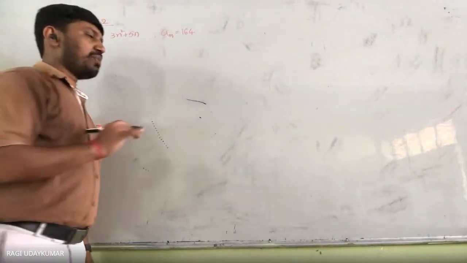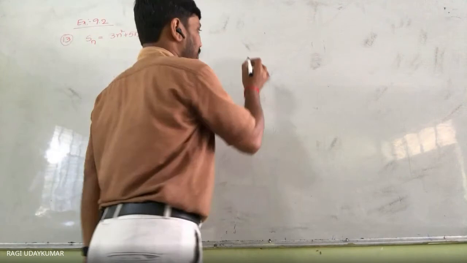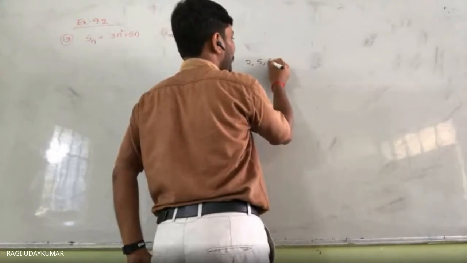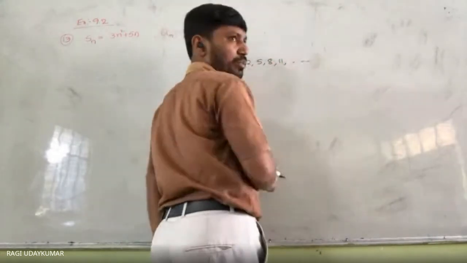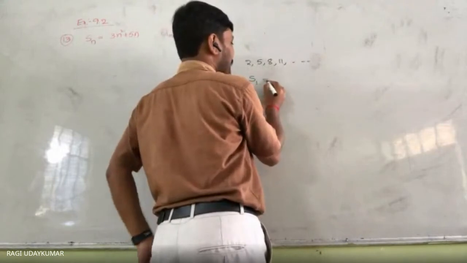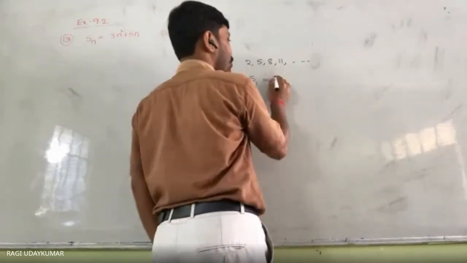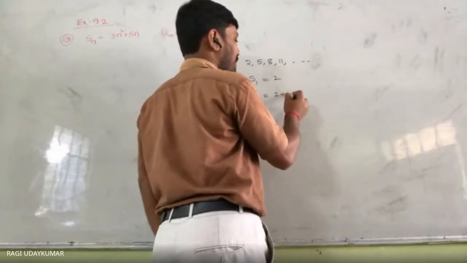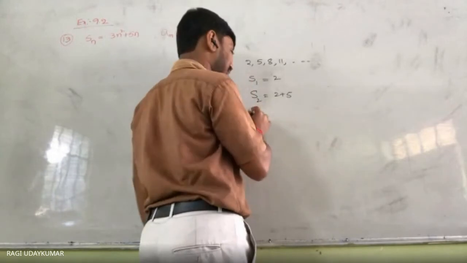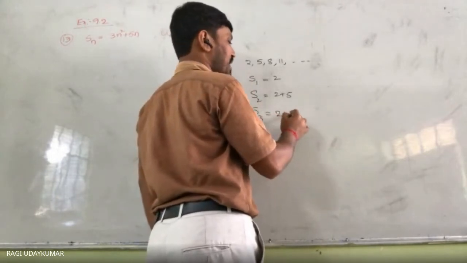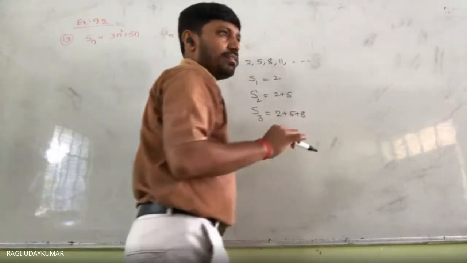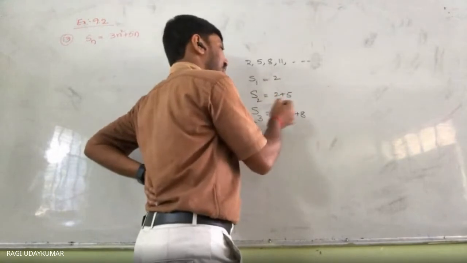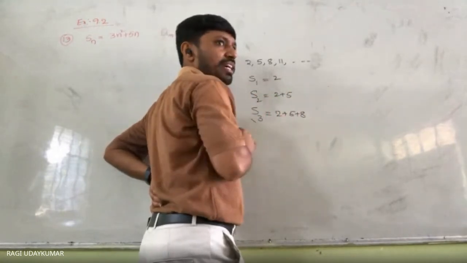Suppose one arithmetic progression, I will give an example: 2, 5, 8, 11. In this, what is S1? 2 will come. What is S2? Sum of the 2 terms, 2 plus 5. What is S3? 2 plus 5 plus 8. If I want the third term, subtract this total sum from that total sum, then the third term will come.